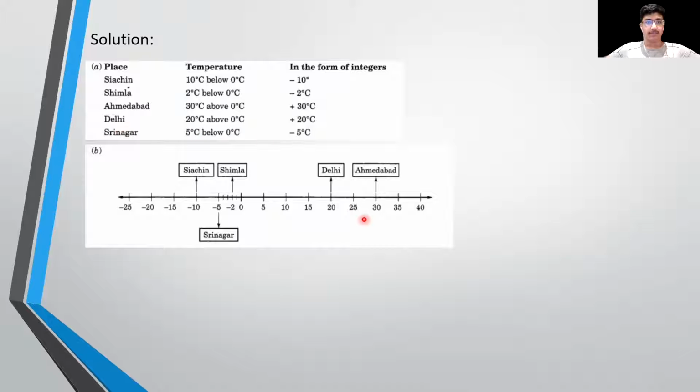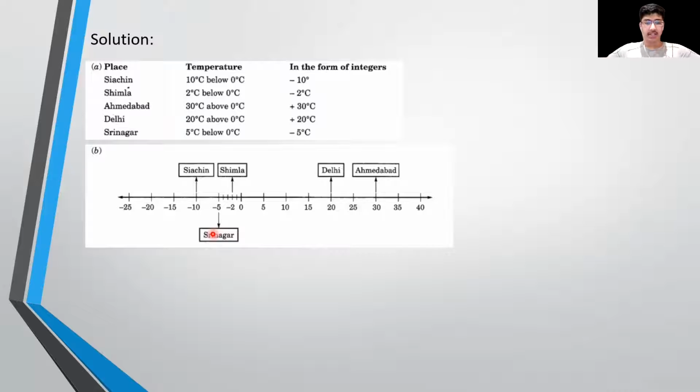Next, Delhi. So Delhi is plus 20. So from 0, we have to move to the right hand side because it's plus. So we move 20 unit places, and that's the location of Delhi. And then Srinagar, minus 5 degrees Celsius. Since it's minus, it's going to be to the left hand side of the number line. So from 0, we have to move 5 unit places to the left. That's going to be minus 5, and that's where Srinagar is. So that's it. That's the B part.